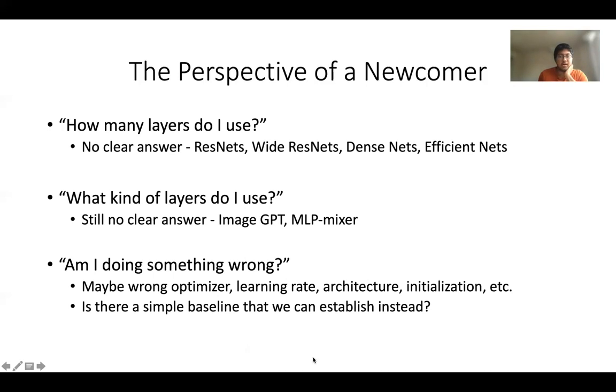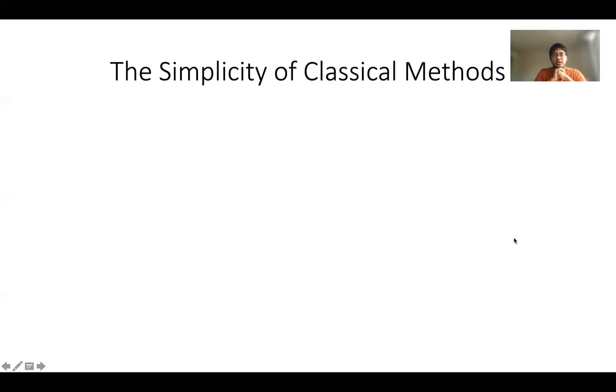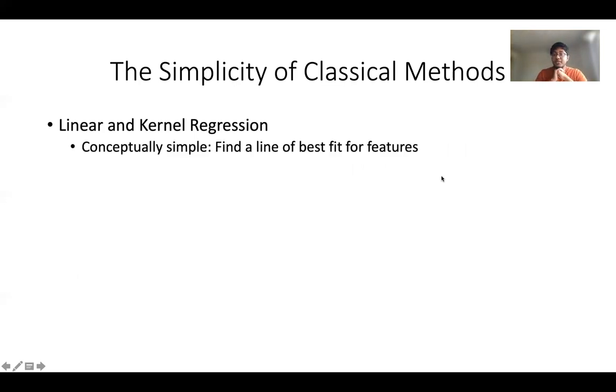But just for now, focusing on these simple baselines that I mentioned, I think there is, for the newcomer at least, a nice simplicity to a lot of these classical methods. And in particular, two of the classical methods that I wanted to focus on are linear and kernel regression. These two are conceptually very, very simple. And basically what's happening is if you're given some data, you want to essentially extract some features from that data and find a line of best fit. And this line of best fit should give you a simple baseline. And in particular, if you're using something like kernel regression, where you extract some nonlinear features, it should give you a nice nonlinear fit to the data that could technically work well.